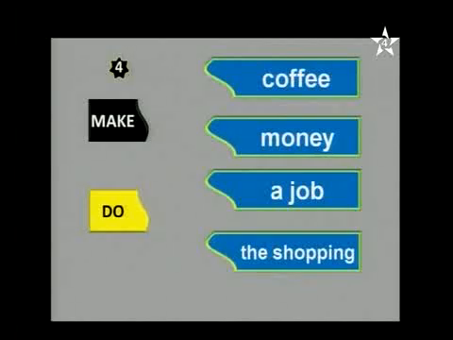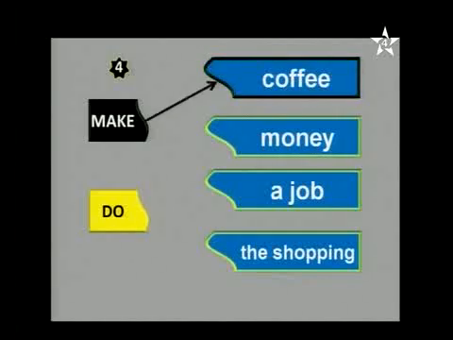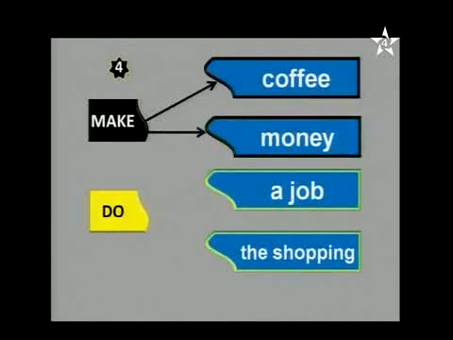We say make, good. We say to make coffee. You prepare coffee, you make coffee. Okay, you make coffee, you make tea, you make couscous. And then money. What do we say for money? We say make money. Good, yes. To make money, to earn money. And for a job, what do we say? Make a job or do a job? Sure, yes, we say to do a job, to do something. And the last one, the shopping, we say to do the shopping. You go to the market and you go shopping, you buy things.